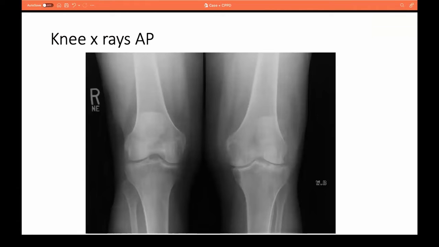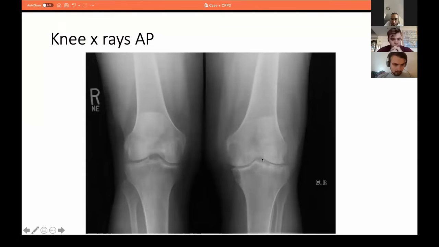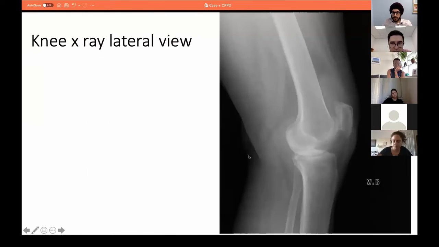X-rays wise, so these are the X-rays. We see a little bit of osteoarthritis here, some narrowing of the joint space. And this is the lateral view. If you look at the lateral view, this is the suprapatellar bursa. I think you need to see a couple of normal ones to be able to distinguish that there is some effusion here, that this area, the suprapatellar bursa, is distended and is merging with the quadriceps.